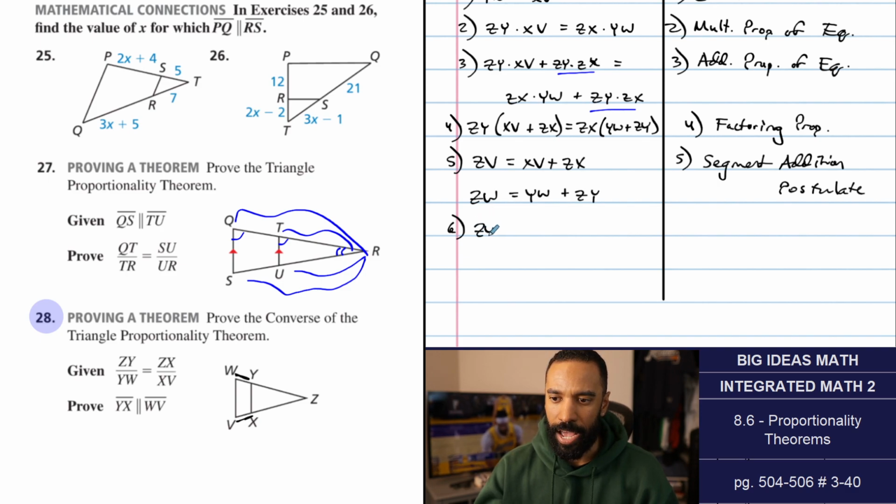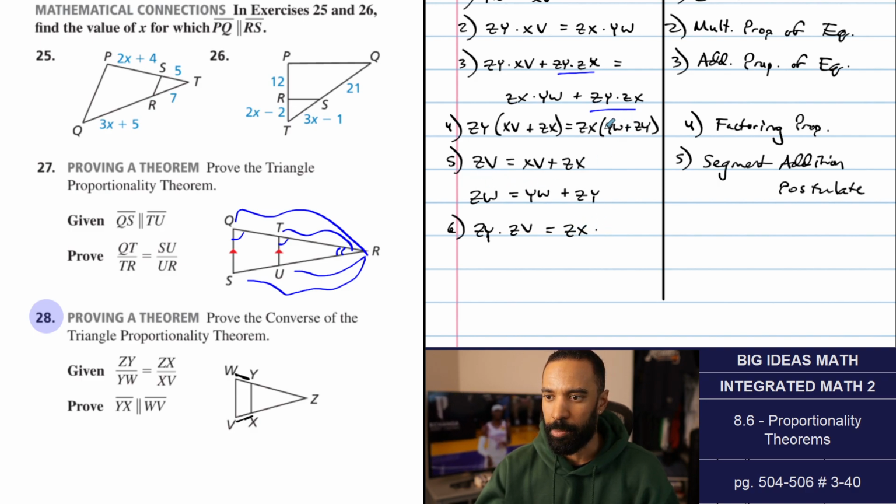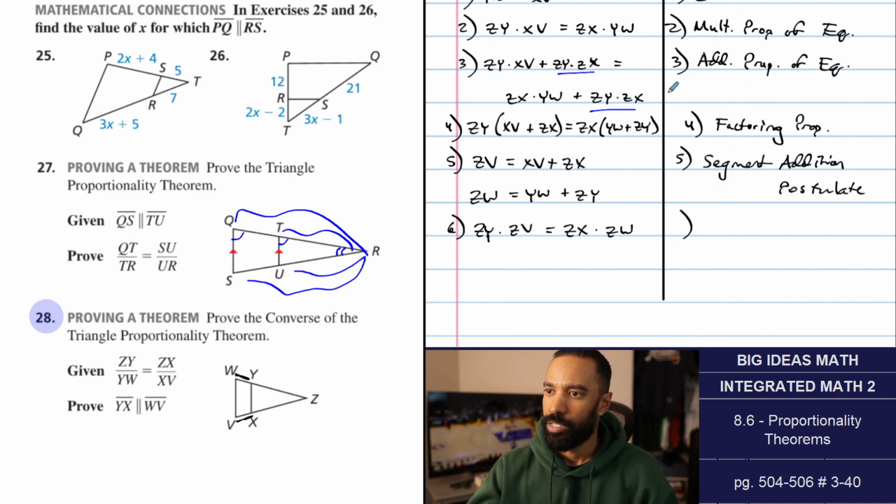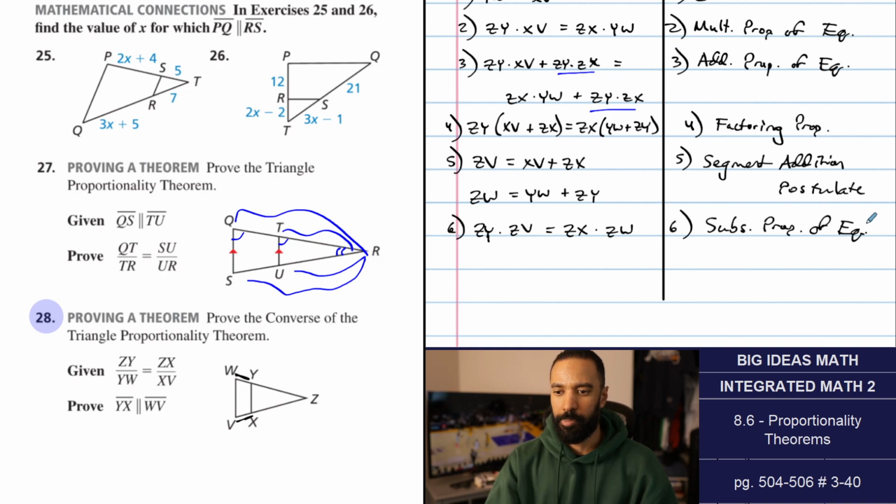So ZY times ZV equals ZX times, and then ZW is taking the place of YW plus ZY. So ZW, that's substitution. Oops, that should be a 6. So substitution property of equality. So swap for place.